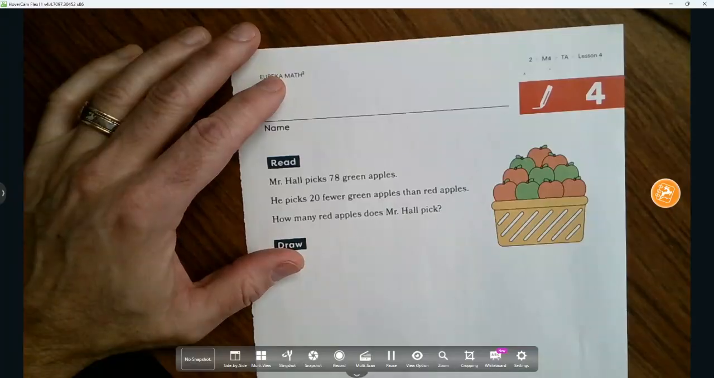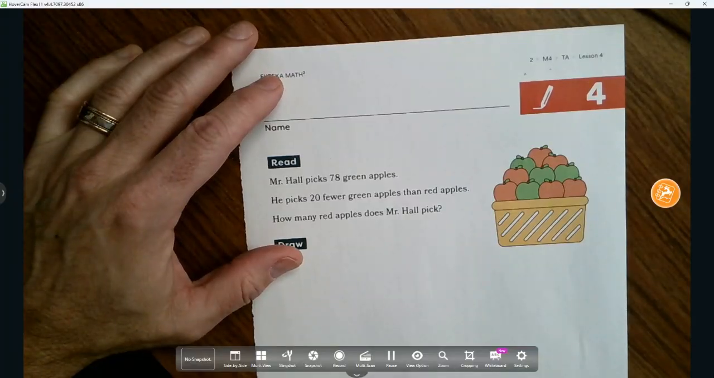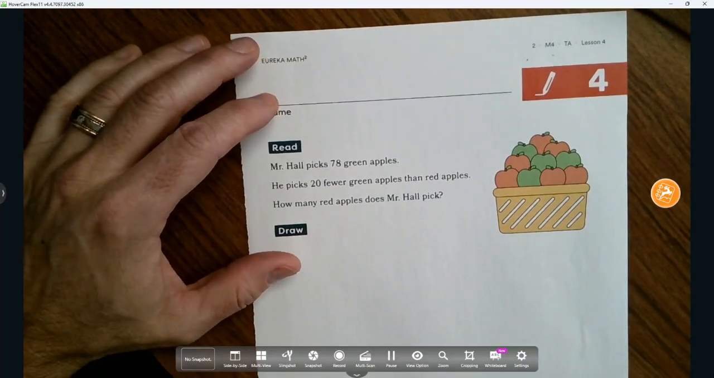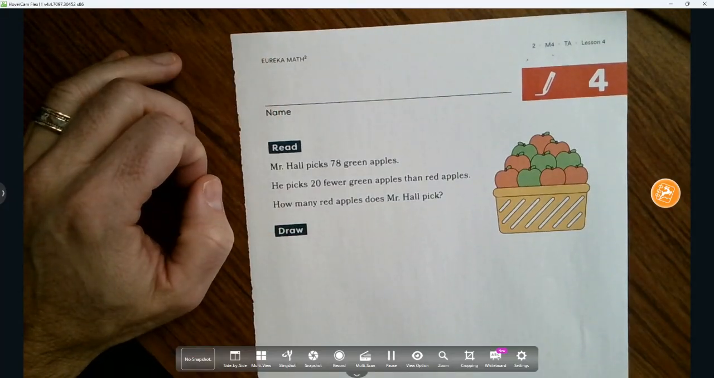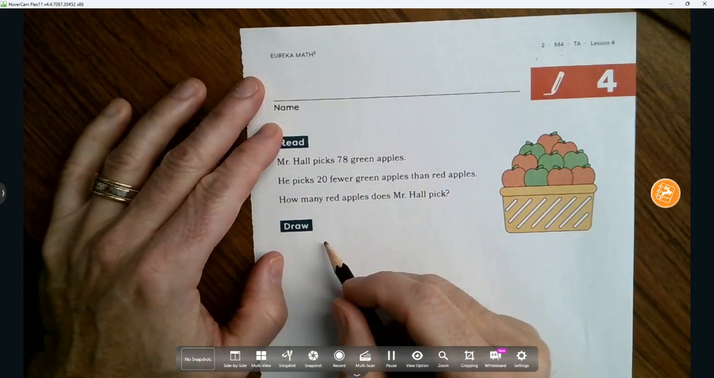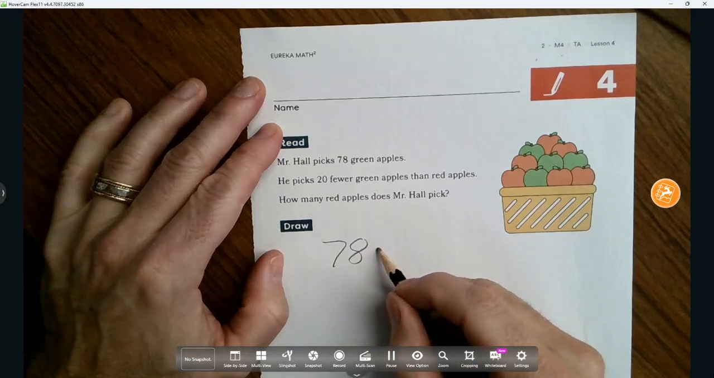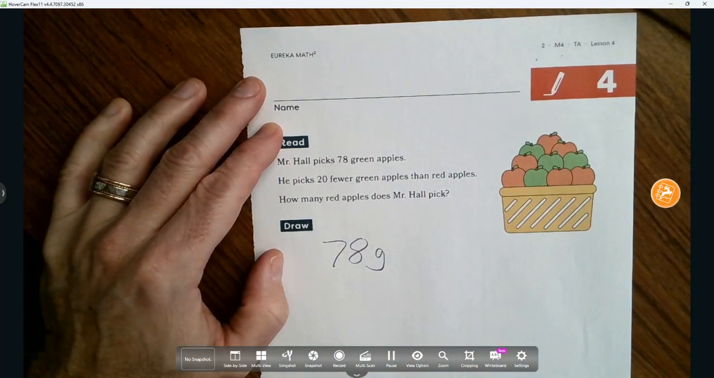Mr. Hall picked 78 green apples. He picks 20 fewer green apples than red apples. How many red apples does Mr. Hall pick? So let's read it again. Mr. Hall picked 78 green apples. He picks 20 fewer green apples than red apples.